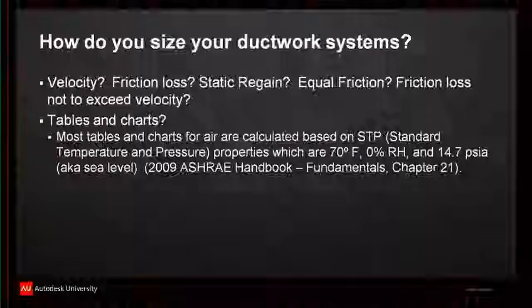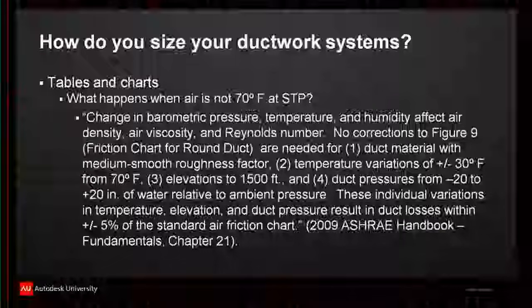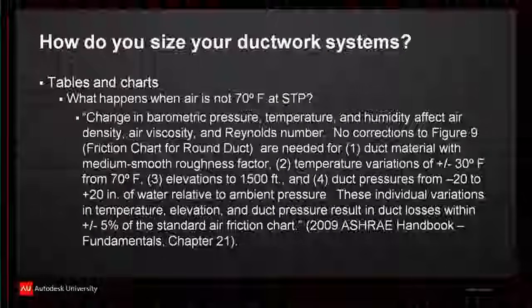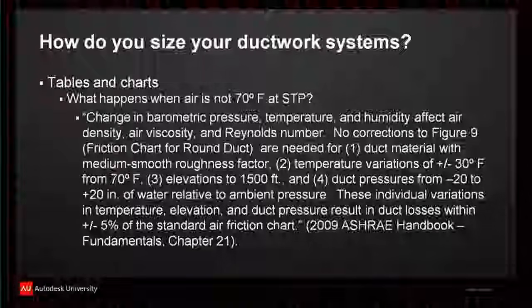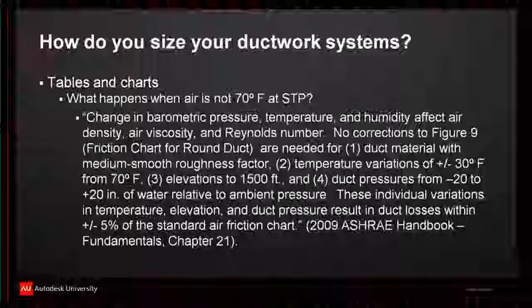Well, what happens if you don't have 70-degree air? I'm not delivering 70-degree air in my supply duct. My return may not be 70 degrees. My exhaust may not be 70 degrees. Well, ASHRAE specifically states that we'll give you plus or minus 30 degrees on either side of 70, to an elevation of 1,500 feet, and plus or minus 20 inches in that ductwork system before you're affected by 5%, okay?